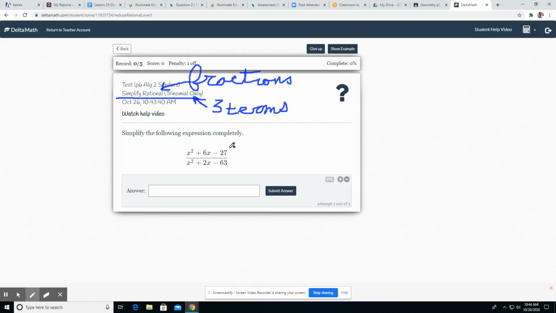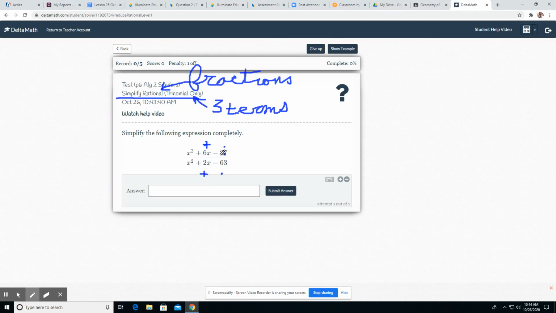So the technique we want to do here is we want to factor the trinomial and then see if anything is the same with the top and the bottom so that we can reduce. So my trick is: what numbers multiply to be negative 27 and add to be 6? That's going to be the first one. What numbers multiply to be negative 63 and add to be positive 2?